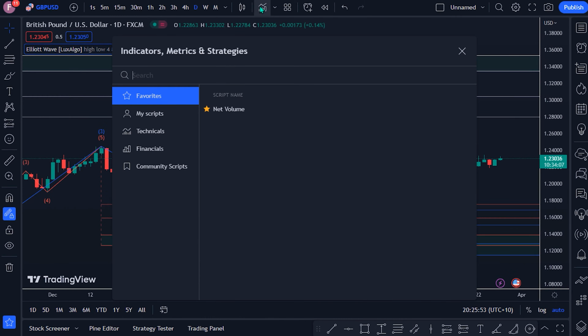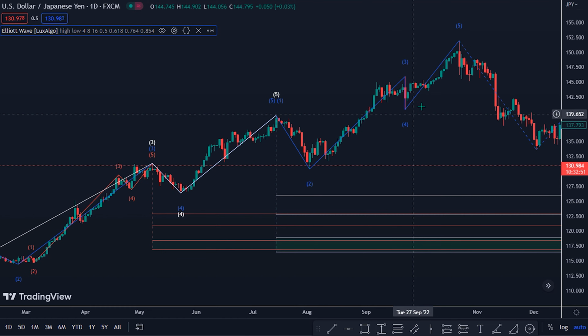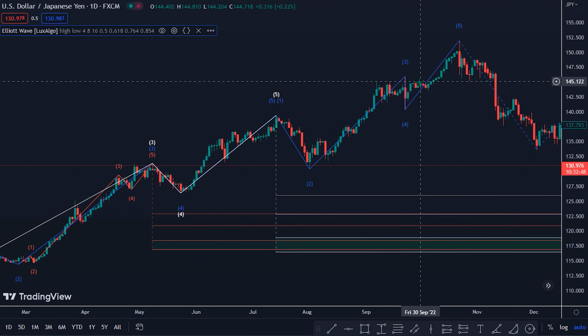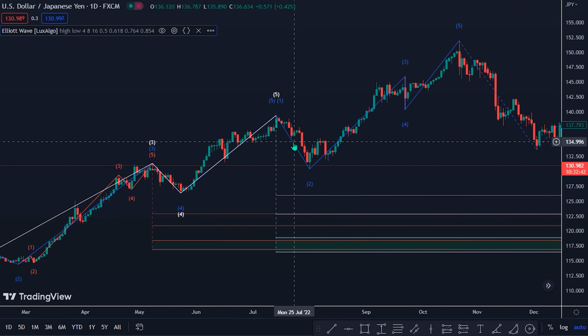To apply this indicator on the price chart, search the keywords Elliott Wave LuxAlgo. Select the EP version by LuxAlgo. Here's the technical indicator on our price chart. Before we further check how this indicator works, let's check its functionality settings.